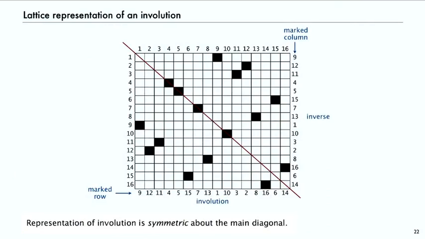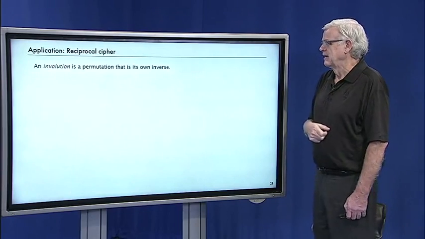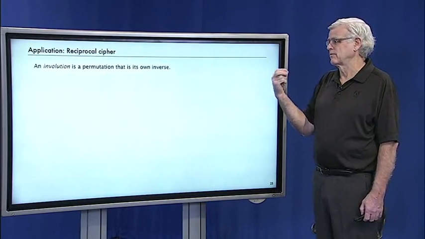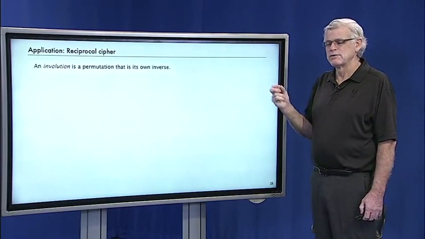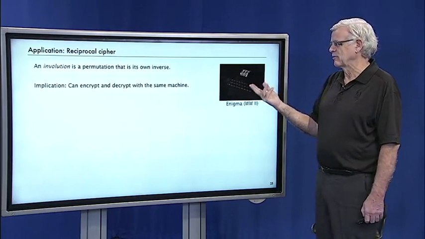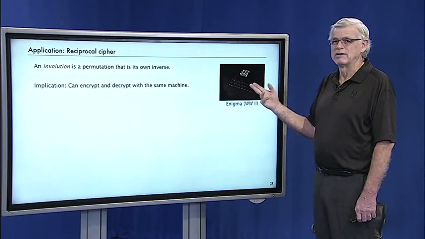And if you transpose it, you get the same thing back. So an involution is its own inverse. And you see that from the lattice representation immediately. And in terms of applications, there's the idea of a reciprocal cipher. So if you use an involution, then what you can do is encrypt and decrypt with the same machine.